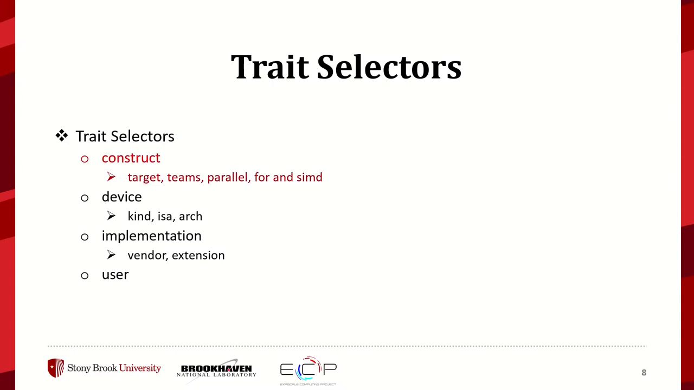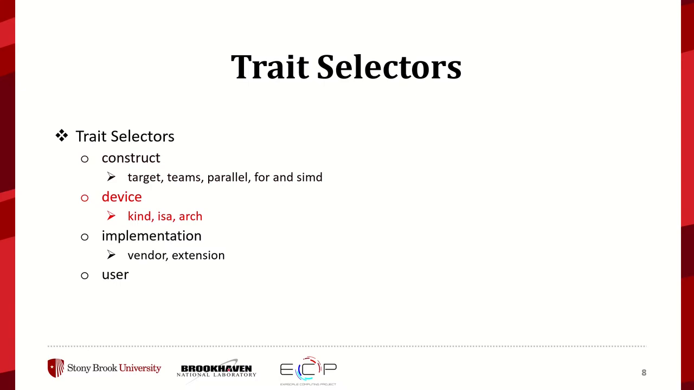The construct selector set defines the construct trait that should be active in the OpenMP context. A construct selector can be an ordered list and comprises target, teams, parallel, for, and SIMD constructs. The properties of each selector are the same properties that are defined for the corresponding trait.